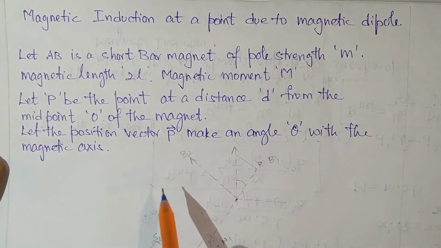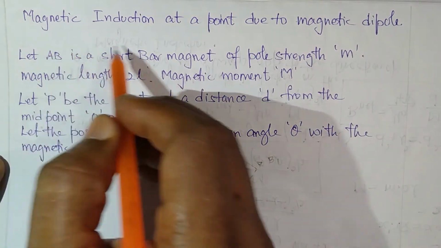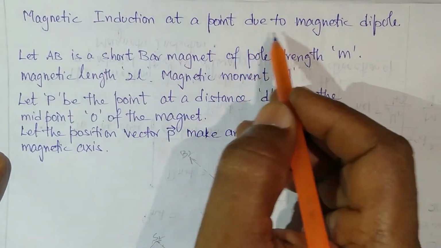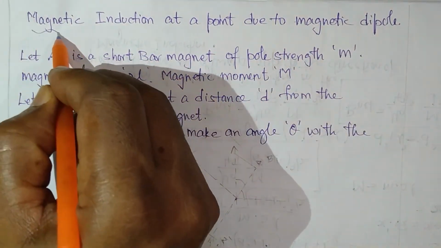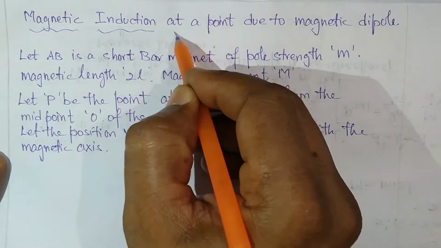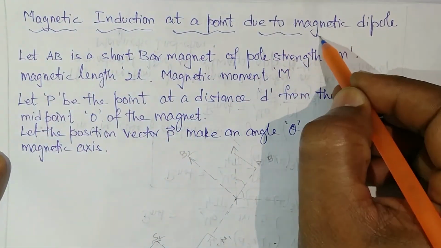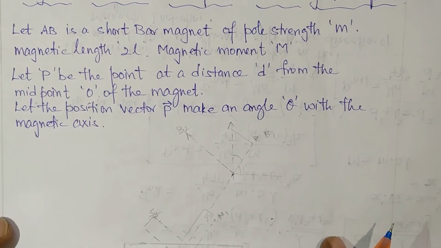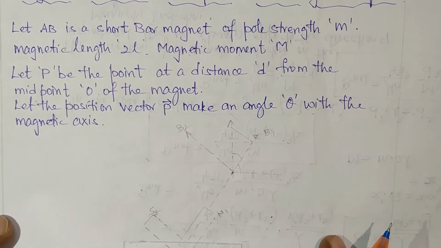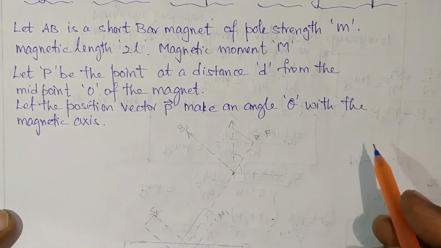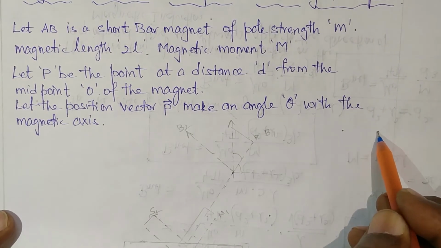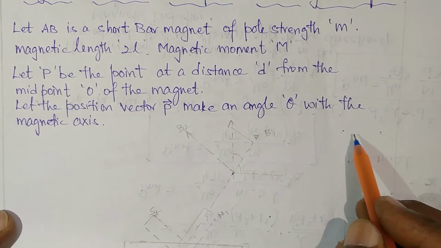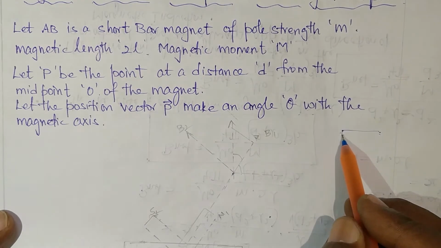The next topic is how to determine the magnetic induction at a point due to a magnetic dipole. Magnetic induction at a point due to a magnetic dipole. What is a magnetic dipole? If two poles are separated by a certain length, then we call that configuration a dipole. Therefore, a bar magnet is also a dipole.